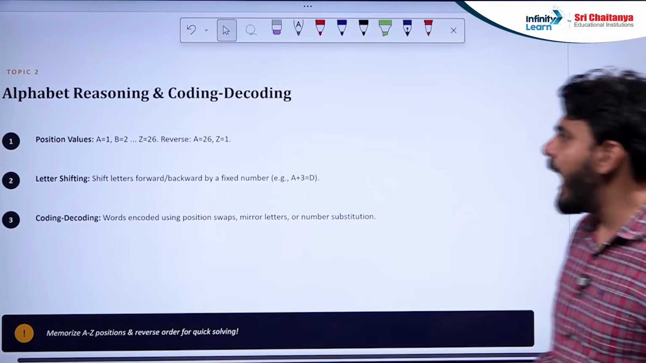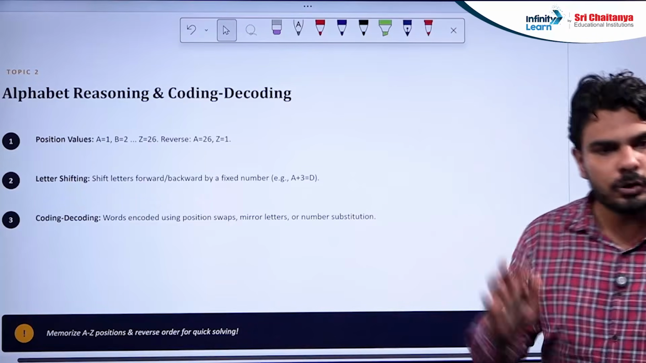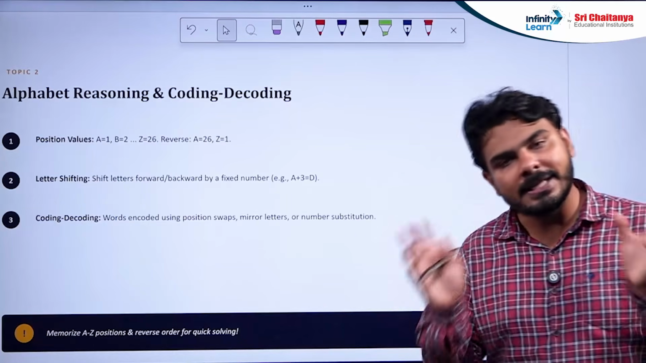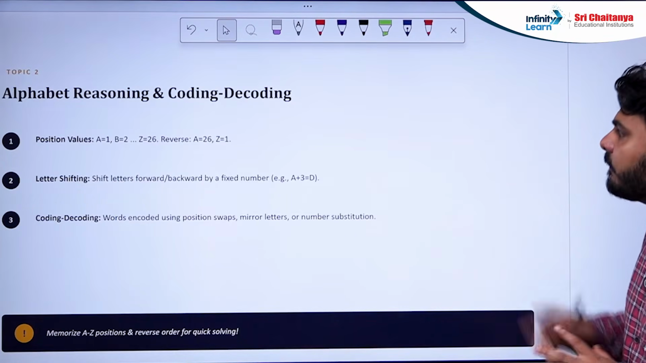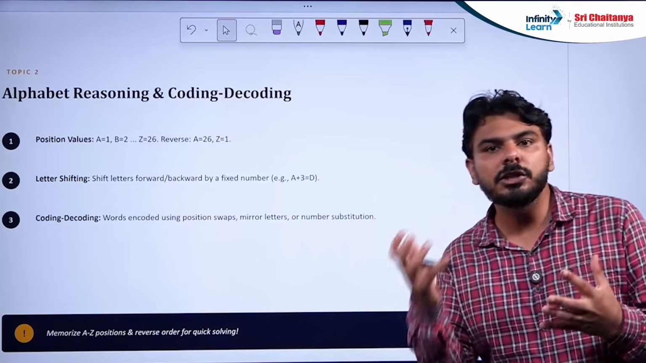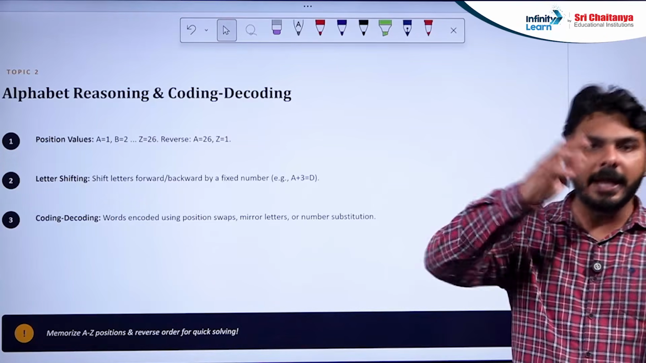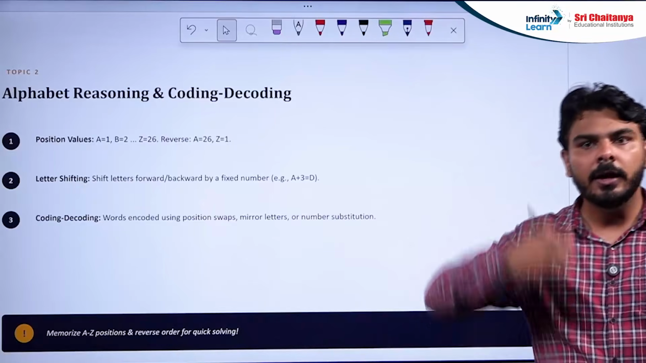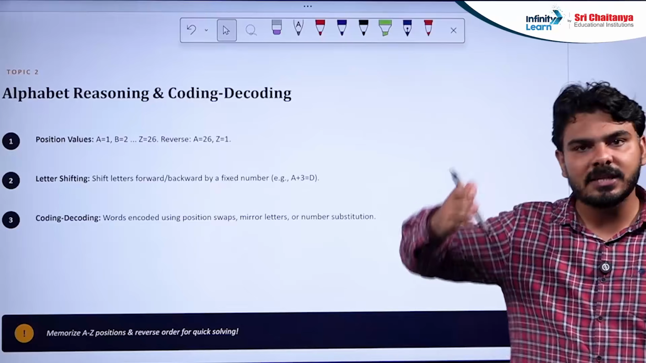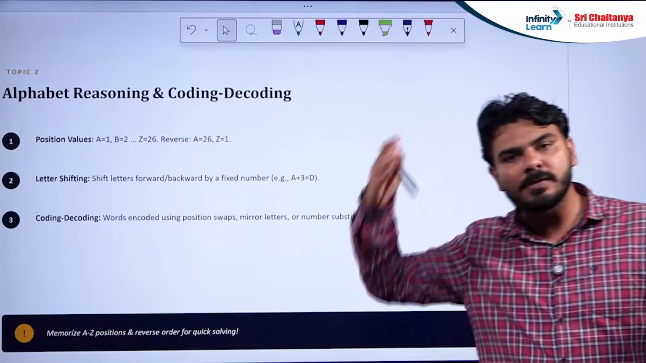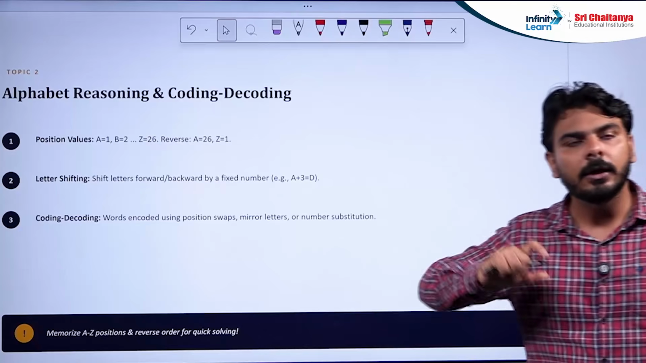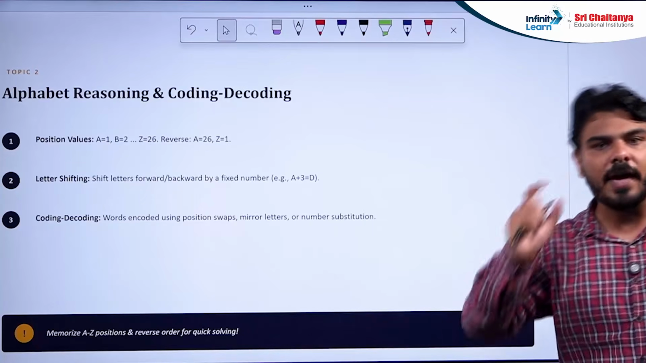The next chapter will be alphabet reasoning and coding decoding. These two chapters are very common because the basic concept is similar in both. The first thing I will tell you is how you can remember the position of every alphabet. In alphabetical order, the position of A is 1, the position of B is 2, the position of C is 3, and so on. The position of Z is 26.